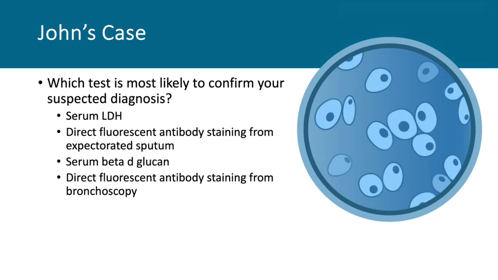So okay, which test is most likely to confirm your diagnosis? Silver staining from the sputum, beta-D-glucan, or antibody staining from the bronch. Let's see. I think maybe straight from the bronch. Bronch, yeah, or even beta glucan.